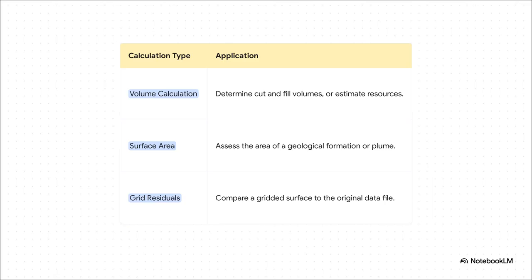And it goes way beyond just making nice-looking maps. The software has powerful analytical tools built right in. You can do things like calculate the exact volume of contaminated soil you need to dig up, or measure the surface area of a geological layer. You can even check your model's accuracy against your original data points. These are the numbers, the real-world metrics that drive decisions on actual projects.